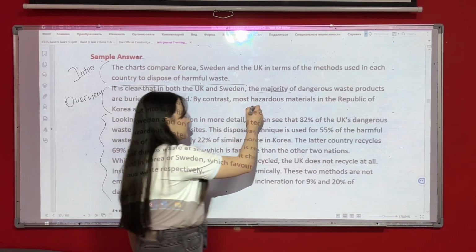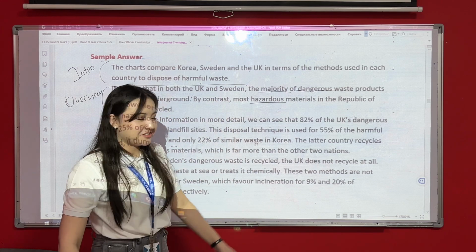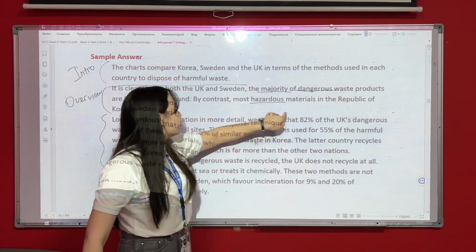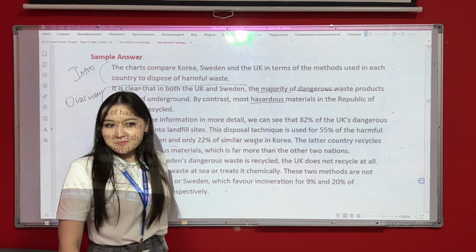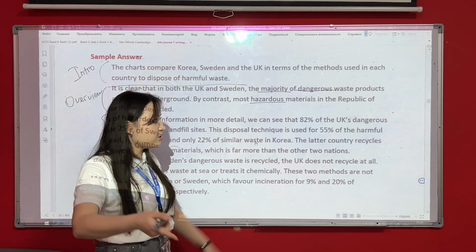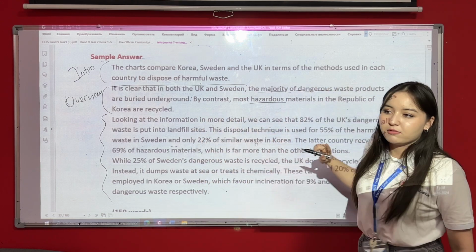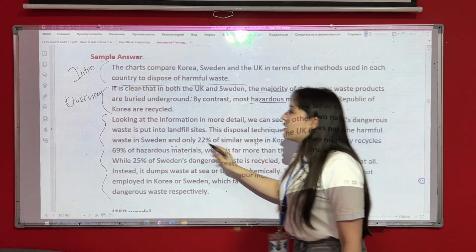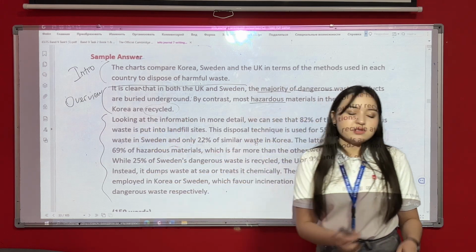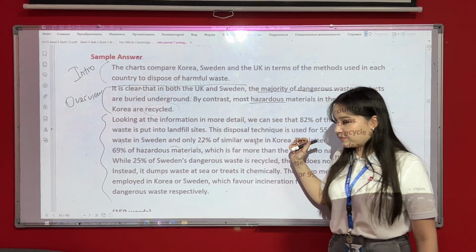What does it mean hazardous? Опасно. Yes, dangerous. They are showing off their vocabulary. They say oh, I know dangerous, I know hazardous, and I know harmful as well, right? So there was no repetition here. That's why, guys, take into consideration and write down the synonyms for the word dangerous. Write them down. Materials in the Republic of Korea are recycled. So this is the overview. We said that you said about the main features right here.